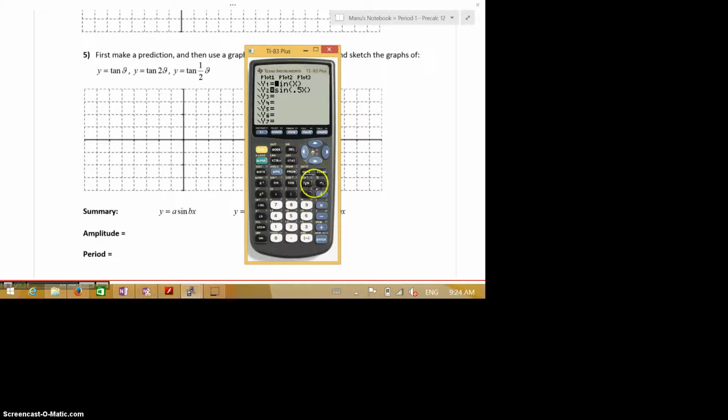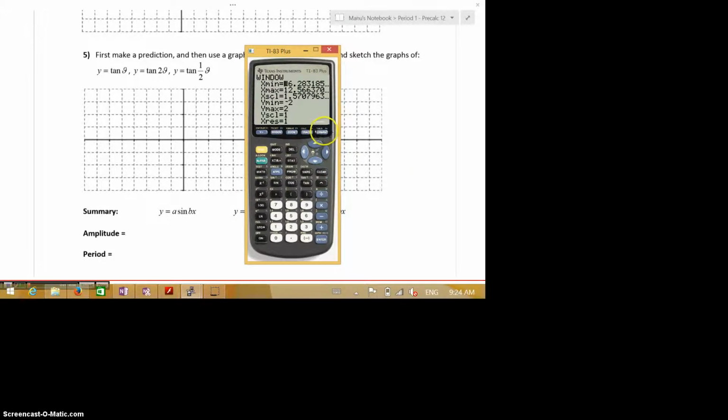Y equal tangent of x. I'll clear the other ones. With tangent, because it's going to behave asymptotically at certain points, we're not going to have a maximum or a minimum on the graph. So for the window settings, the domain is going to remain the same, -6 to 12.5. That's basically -2 pi to 4 pi. And the y values can go from -2 to 2 or -4 to 4 or -6 to 6, whatever you want to choose. We'll leave it at -2 to 2 and see what happens.